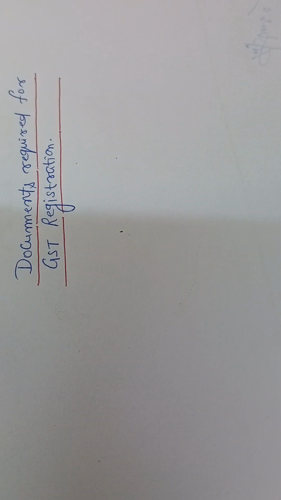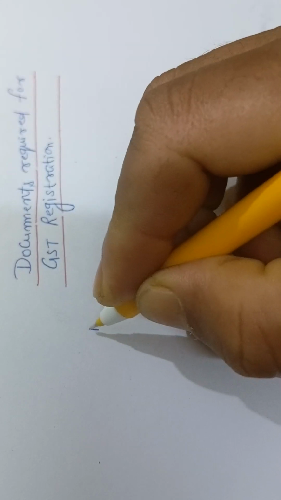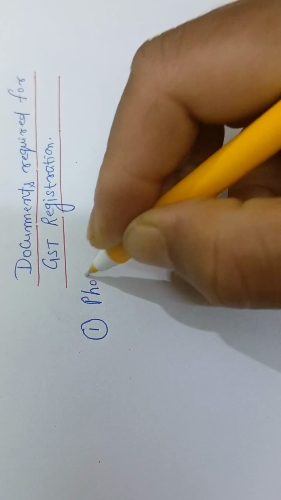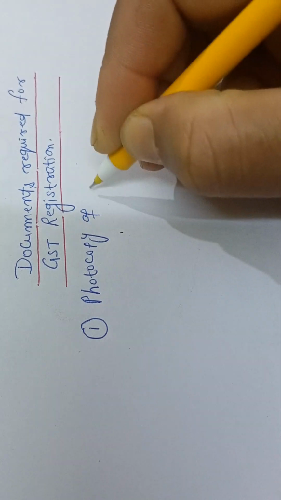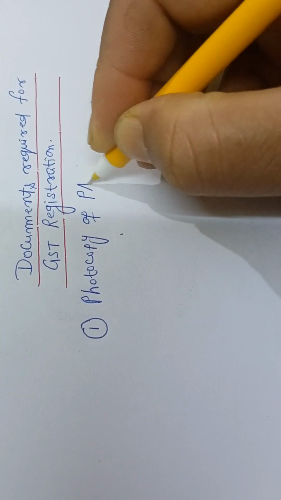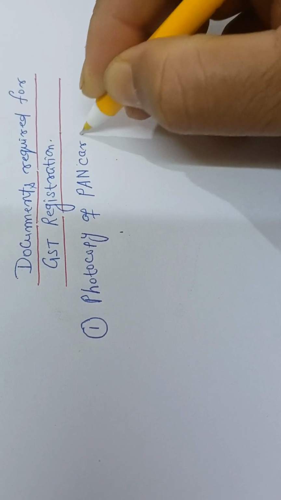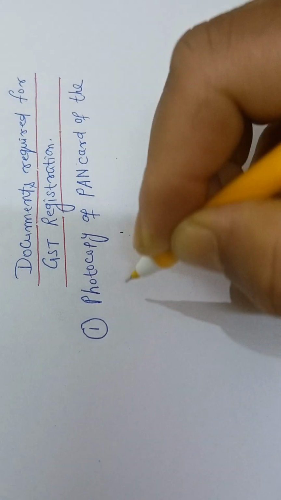So, students, following are the important documents which must be kept ready before applying online for GST registration. Number one, photocopy of PAN, permanent account number, card of the applicant.